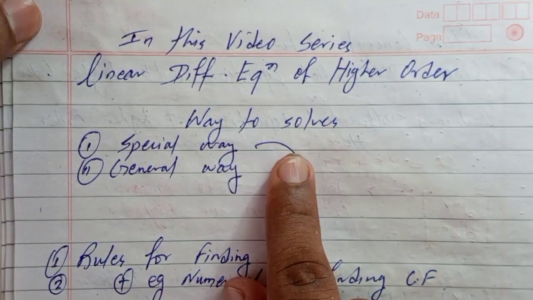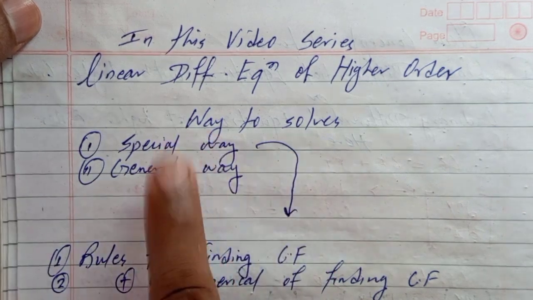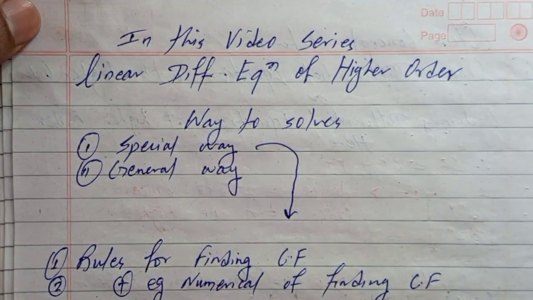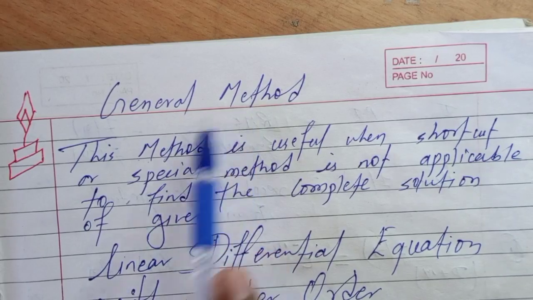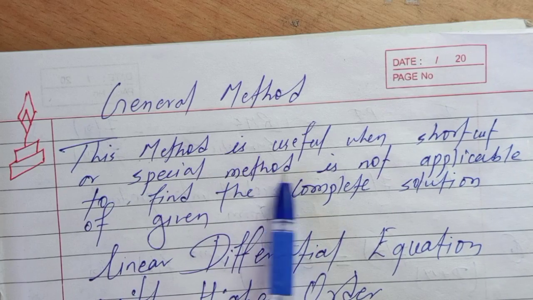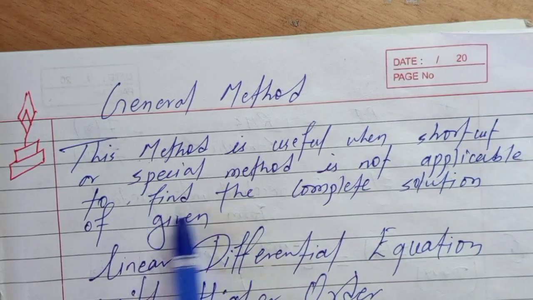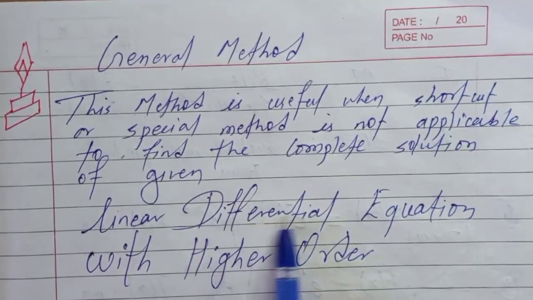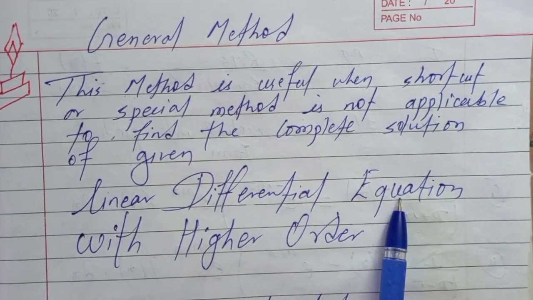We have completed our special way. Now we look at our general way, that is, how it works. General method: this method is useful when a shortcut or special method is not applicable to find the complete solution of the given linear differential equation of higher order.